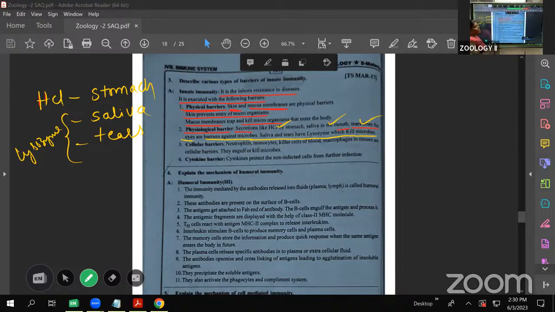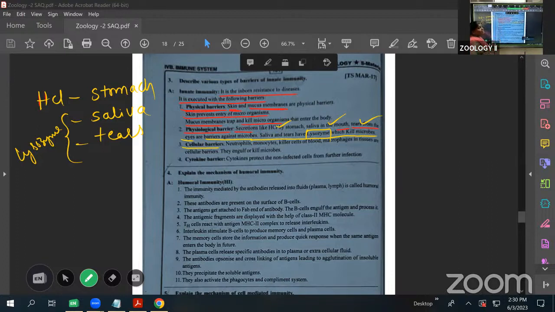Tears and saliva both have the enzyme that we call the lysozyme enzyme. This lysozyme enzyme is helpful for destroying the microbes. Next is the cellular barriers.